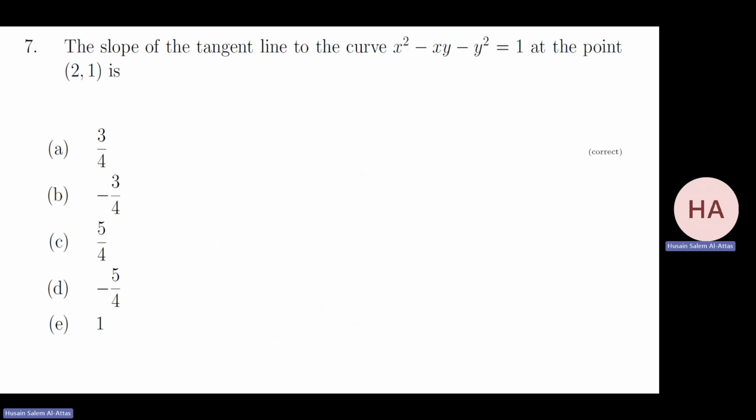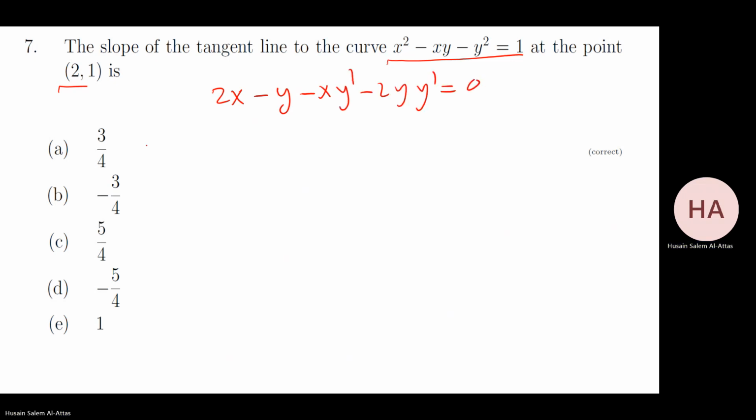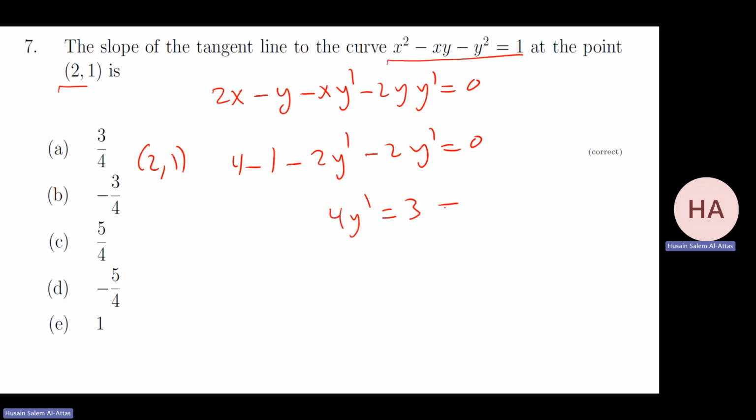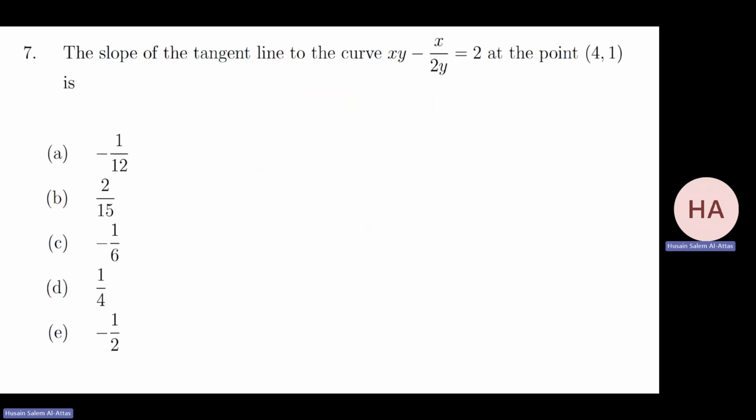This is the tangent line of this curve at this point, this is the calculation. Differentiate with respect to x. 2x minus y minus x y prime minus 2y y prime is equal to 0. The point (2, 1). So I have 4 minus 1 minus 2y prime minus 2y prime equals 0. I have 4y prime equals 3, so y prime equals 3 over 4, which is this.